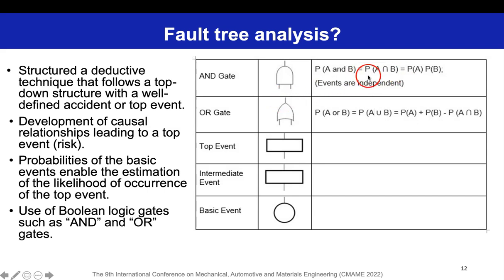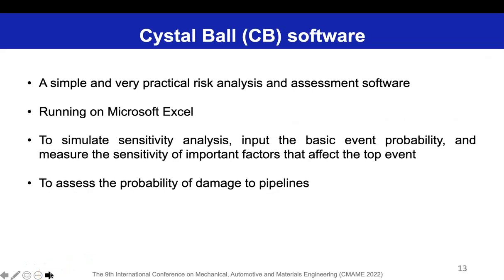And these are the algorithms. If we are using an AND gate, we need to multiply the probabilities of the basic events. In terms of the OR gate, we need to add up their probabilities and subtract the product of their probabilities. And if it is a top event, it is indicated like in this diagram. If it is an intermediate event, it is again indicated through a special sign, and the basic event is always a circle here. I will also explain these when we go to our fault tree analysis of this work.